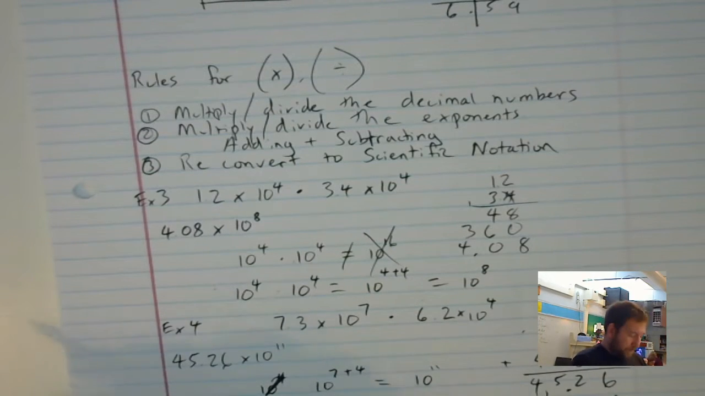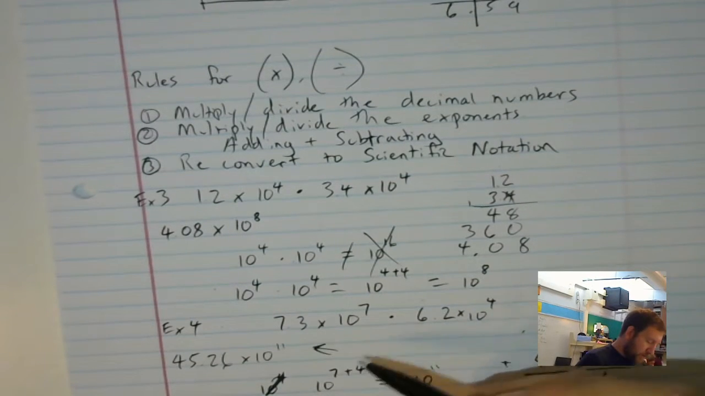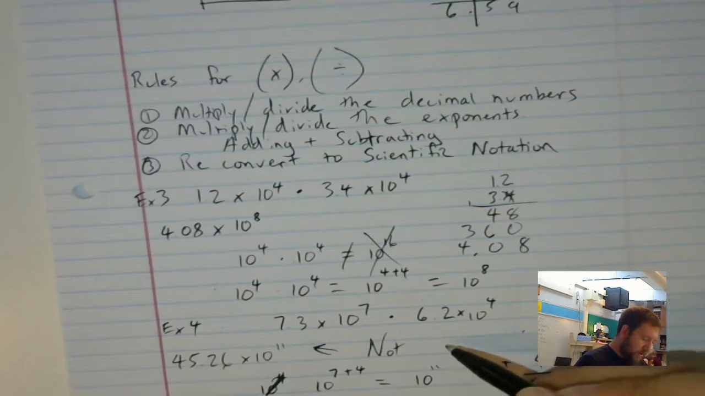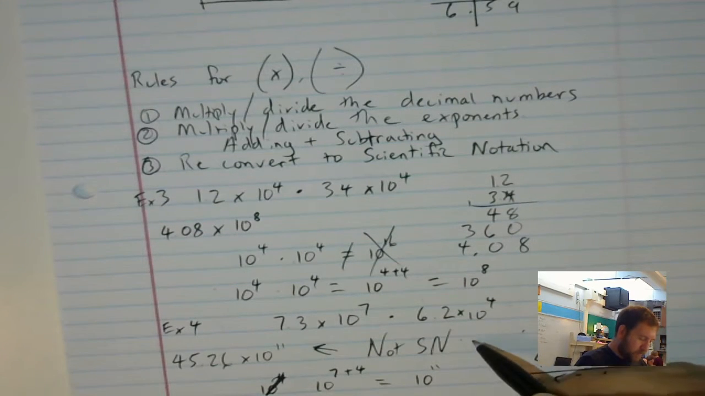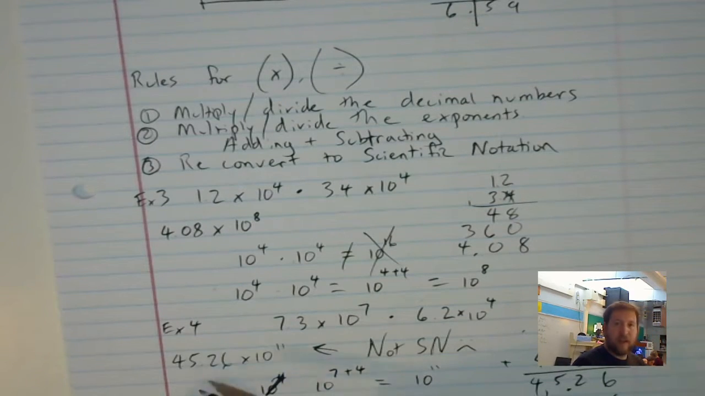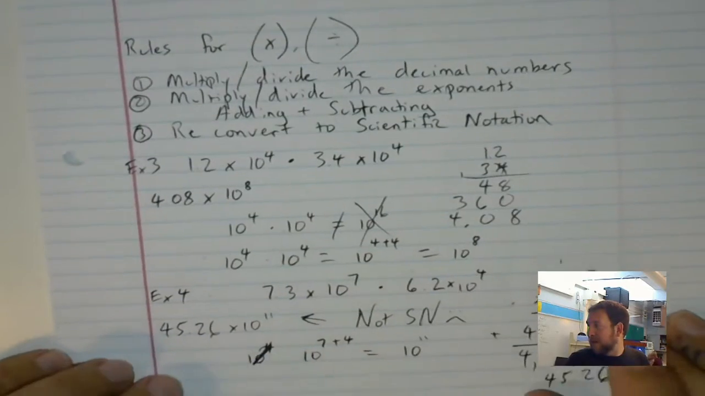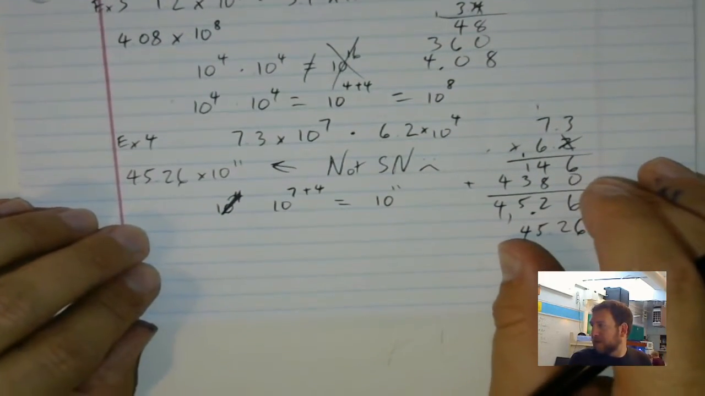I have a problem. This is not scientific notation, because notice I have more than one whole number before my decimal. So I'm going to use the very last bit of my paper. Oops, I've been off my paper for a while. I'm so sorry.